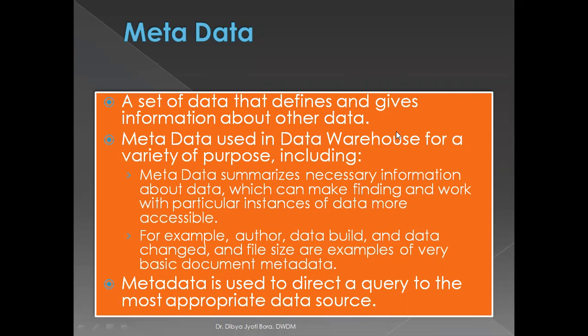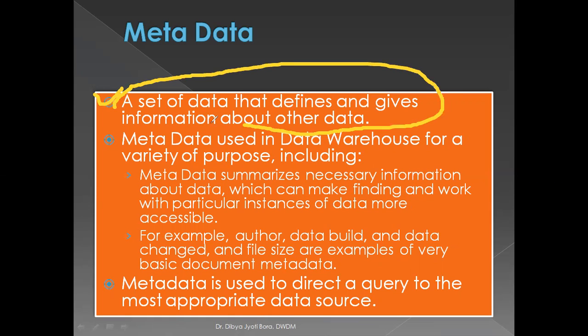So metadata, what is that? A set of data that defines and gives information about other data is known as metadata. हम सिंपली बोलते हैं ना, data about data is metadata, same thing. So metadata means those set of data which define and give information about other data. ठीक है, and we use this in data warehouse for a variety of purposes, like it summarizes necessary information about the data, which can make finding and working with particular instances of data easier, like author, date built, and data sets.